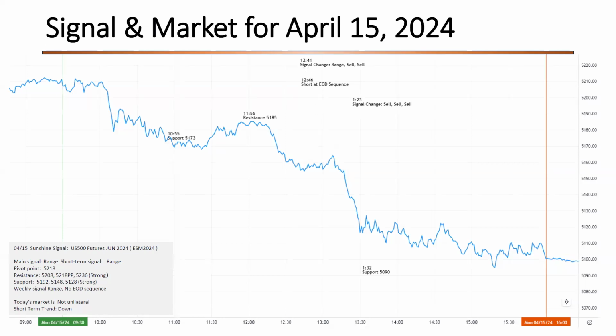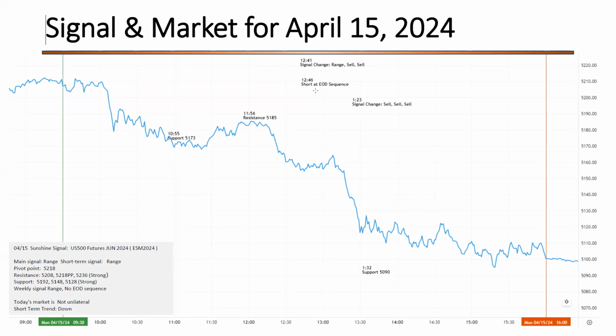And also here at 12:41, the signal downgraded from range. In the morning we had range. Now it's range south. So there's a downgrade, which further supports that we should be selling bounces.